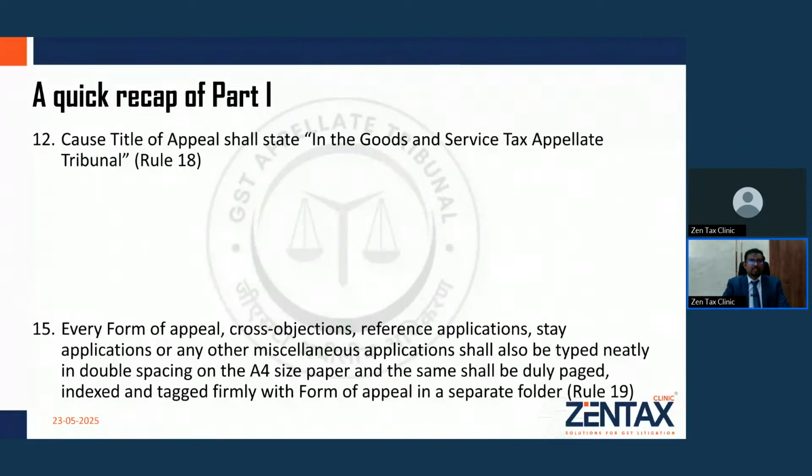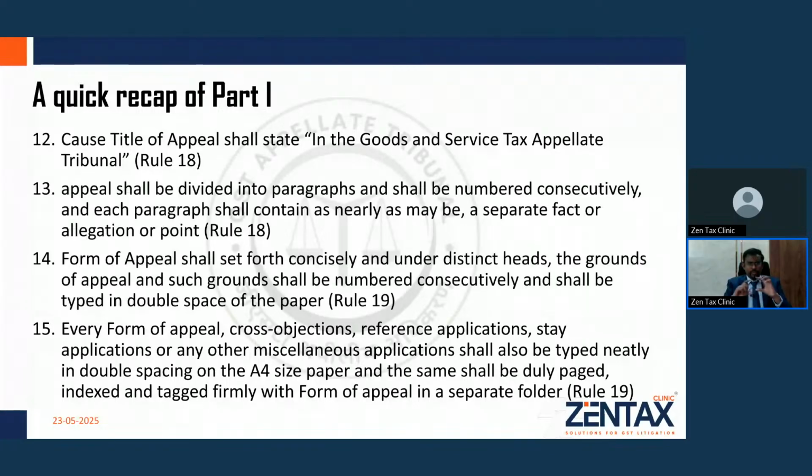The cause title of the appeal, the procedure has been provided and followed in Rule 18, which says the cause title, that is the title of the entire appeal, shall say, in the Goods and Service Tax Appellate Tribunal, and the appeal shall be divided into paragraphs which shall be numbered consecutively, and each paragraph shall contain a separate fact or allegation or a point.